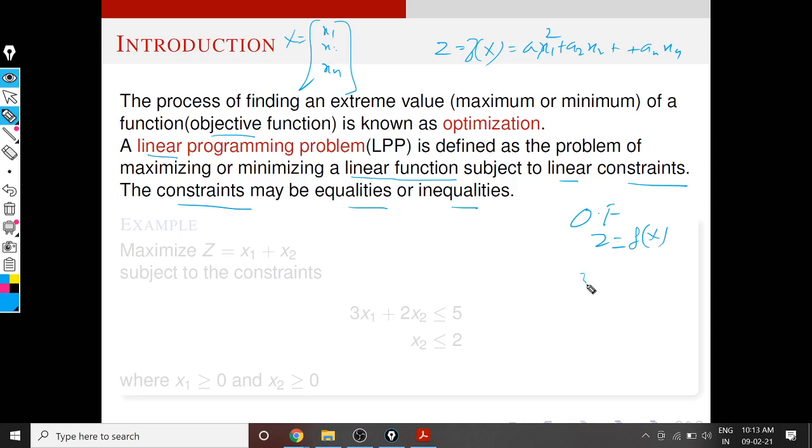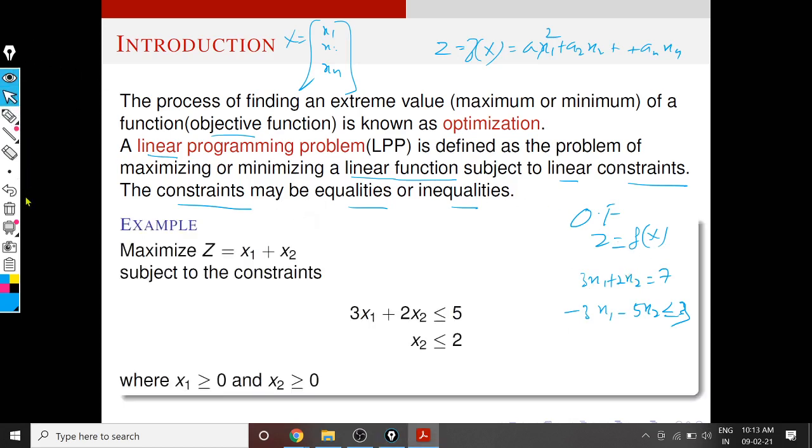Maybe some constraints like this: 3x1 plus 2x2 equal to 7, and minus 3x1 minus 5x2 less than or equal to 3, maybe like that. So we have to find the maximum or minimum of this function subject to these conditions. x should satisfy some extra constraints. That is the idea of LPP. For example, this is one example of LPP.